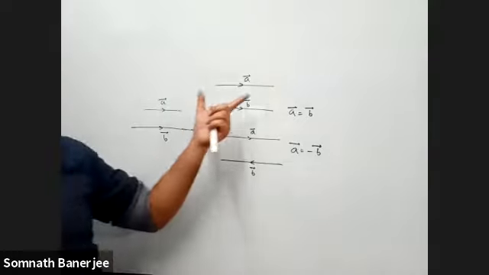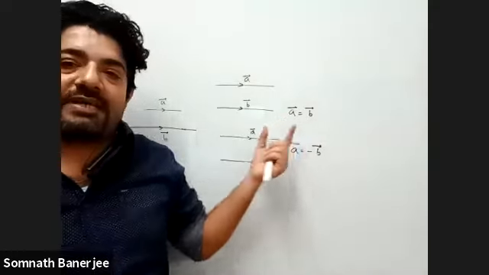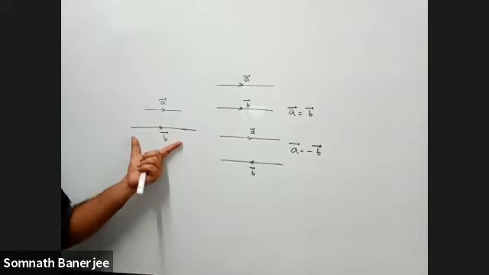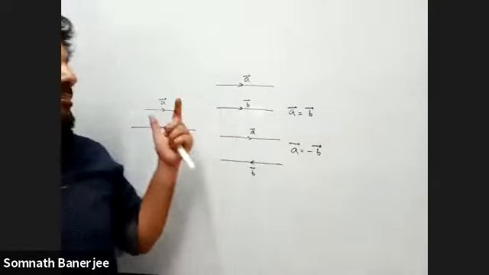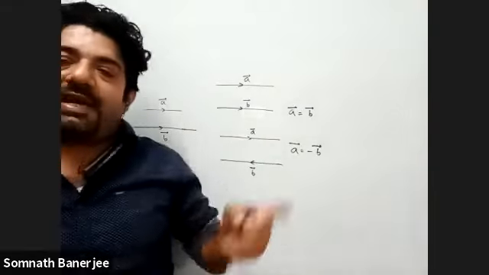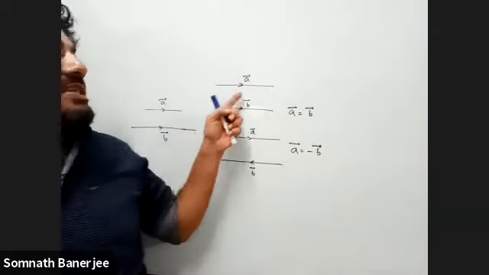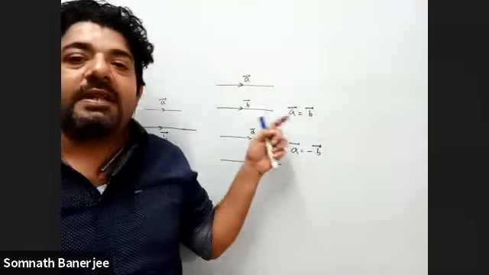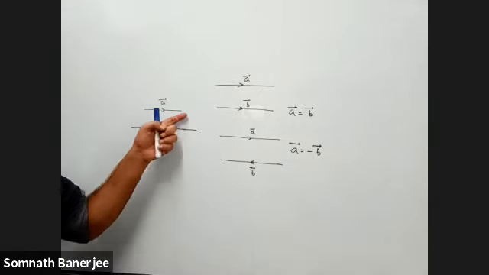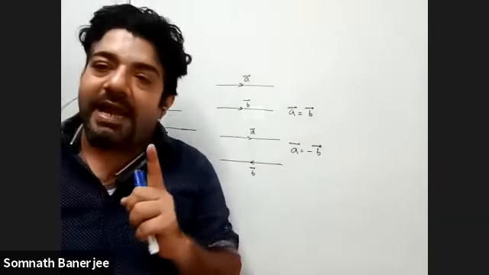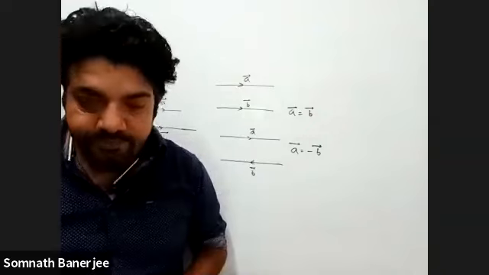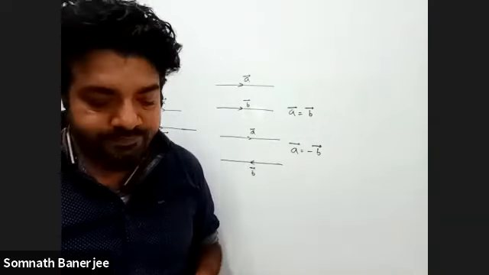So that means all equal vectors are parallel vectors, but all parallel vectors are not equal vectors, because parallel vectors are in the same direction. It's not necessary that their magnitudes are equal, but if their magnitudes are equal, then also they are parallel. And if their magnitudes are not equal, then also they are parallel vectors. Is it clear?